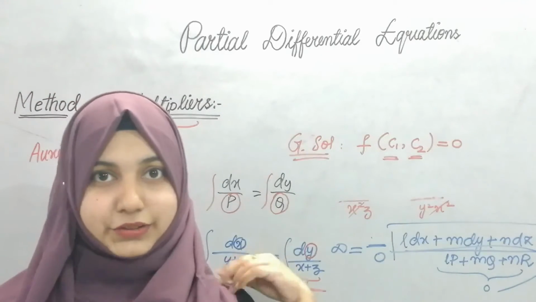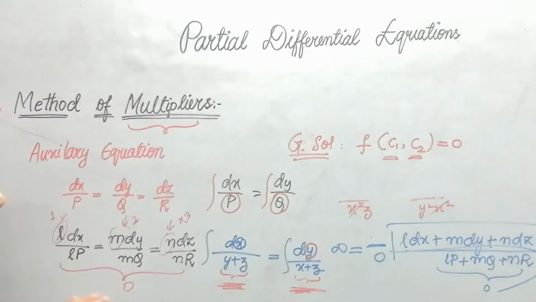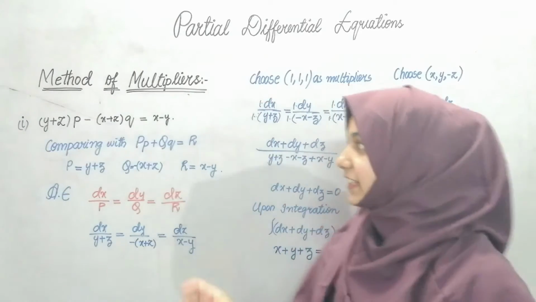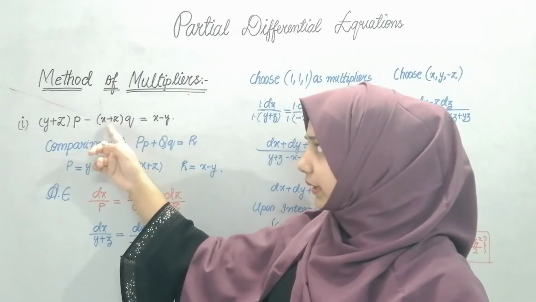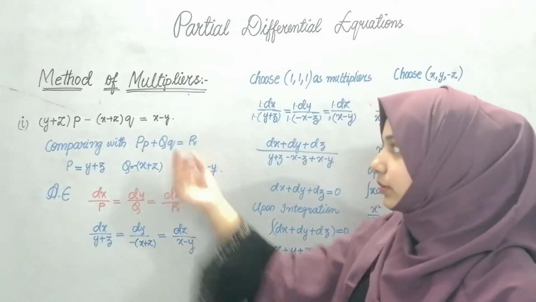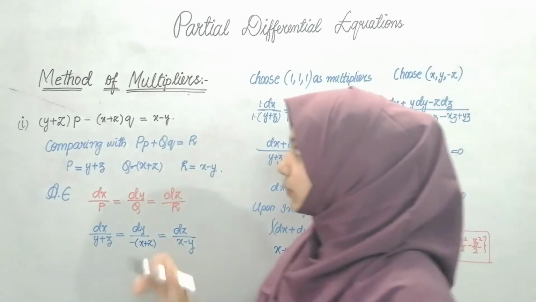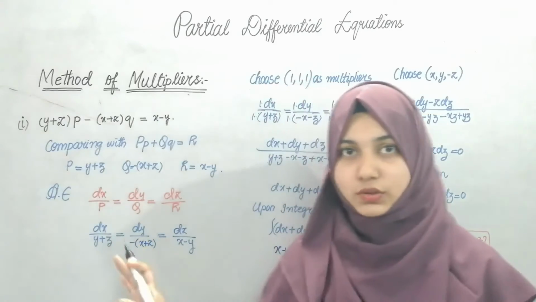Okay, clear? Understood? Let's see one quickly. Let's see one example, so it will be clear for you how we are doing it. Okay, let me just erase this one. Let's consider this example. y plus z into p minus x minus z into q is equals to x minus y. First we'll see whether it is in the form of Lagrange's or not.